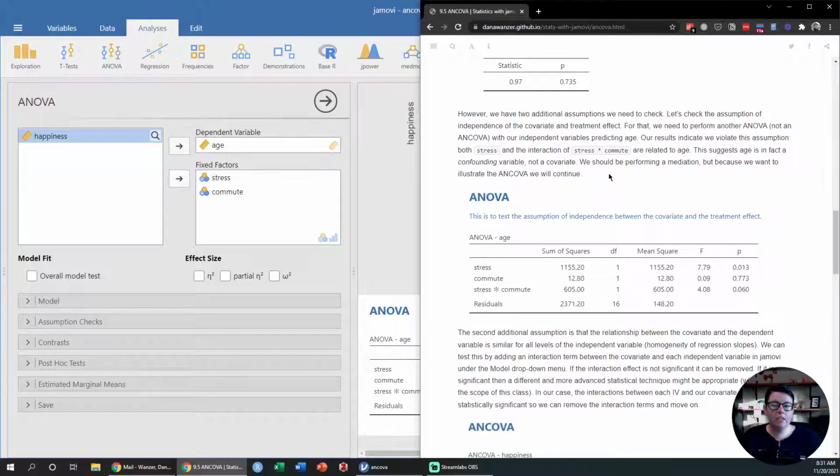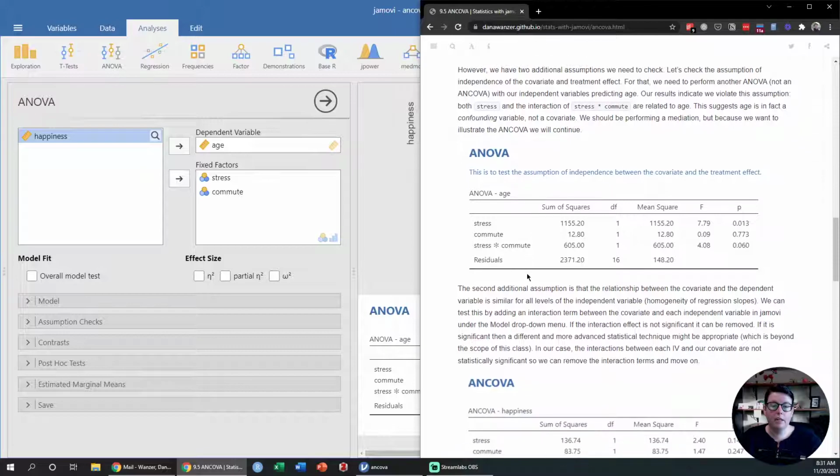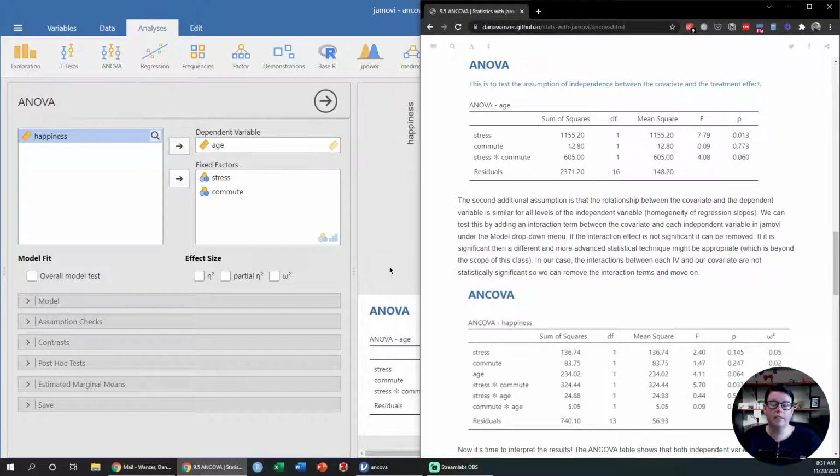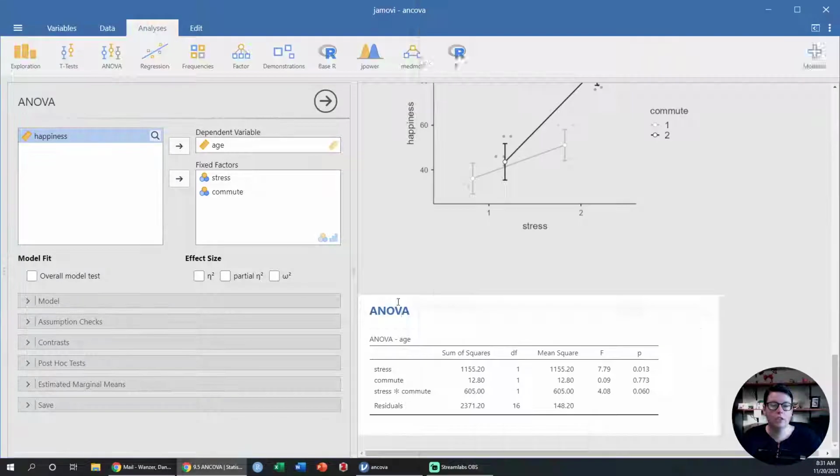So that would mean we'd actually be wanting to perform a mediation analysis, but we're just going to continue so we can talk about ANCOVA still. So because stress and age are related, age is a covariate with stress, and so that's problematic, but we're going to continue anyways. The second is that the relationship is similar for all levels of the independent variables, so we need to add these interaction terms with age.